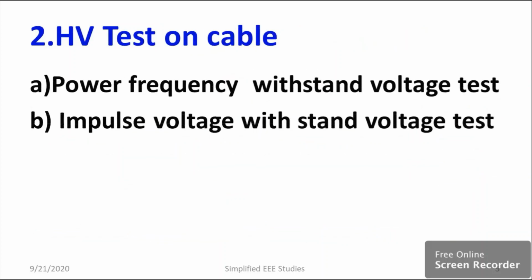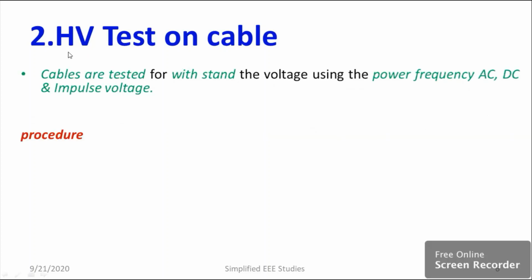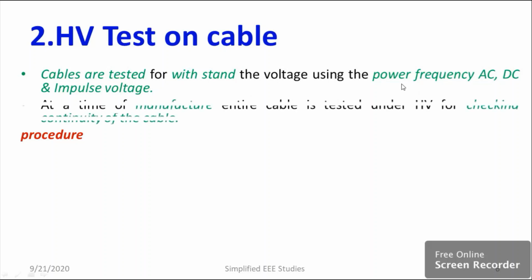Now let us discuss high voltage tests on cable. There are two varieties of HV tests which are applicable on the cable. Number one, power frequency withstand voltage test, and number two, impulse voltage withstand test. Let us discuss the procedure for HV test. Here, the test sample has to be made anyway. Cables are tested for withstanding the voltage using power frequency AC, then direct current and impulse voltage. So these three procedures have to be done.